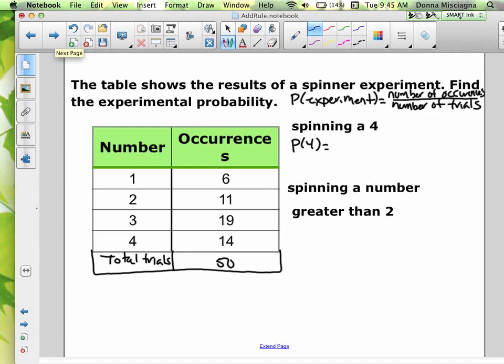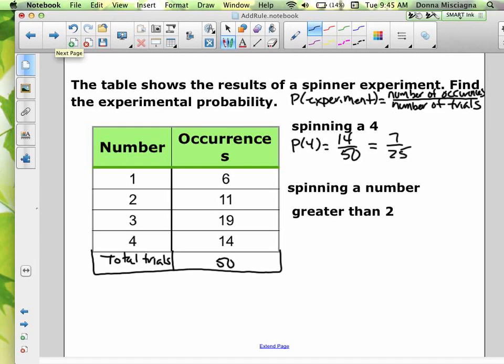I don't want a percent. I want a fraction. Yep. We're going to keep these as fractions, right? Unless your data is given to you as a percent or a decimal. Can we reduce it? And we should reduce. What would that reduce to? 7 over 25? Yep, 7 over 25.